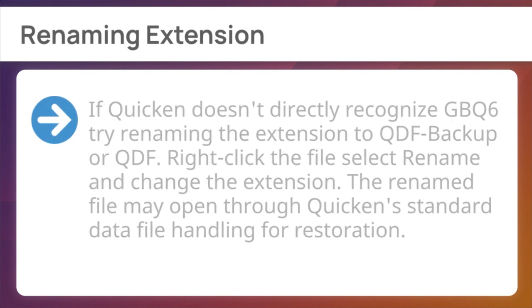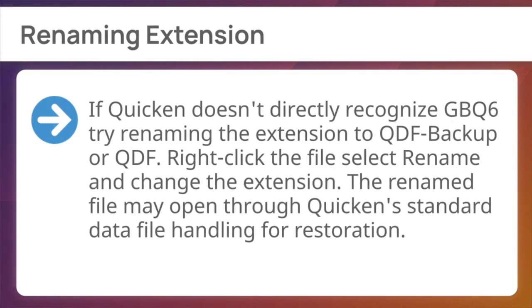Next, renaming the extension. If Quicken doesn't directly recognize GBQ6, try renaming the extension to QDF Backup or QDF. Right-click the file, select Rename, and change the extension. The renamed file may open through Quicken's standard data file handling for restoration.